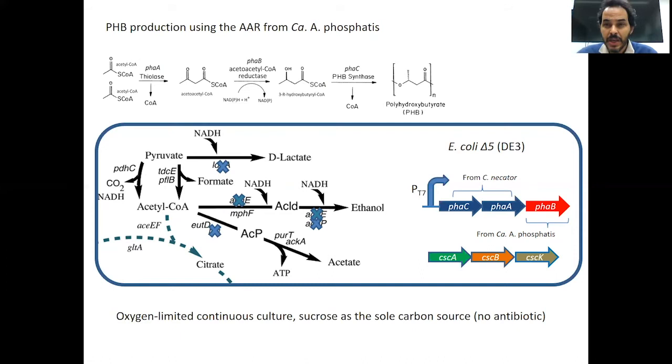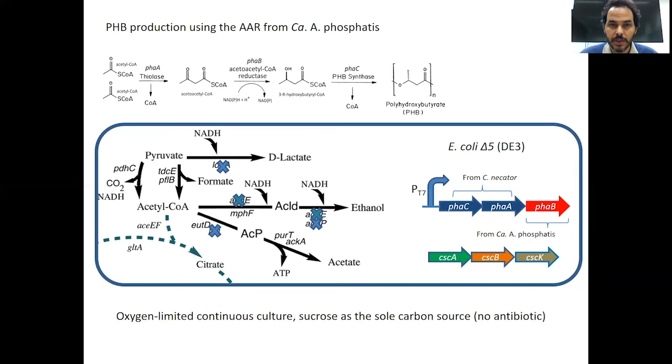In the same plasmid, we placed the genes enabling sucrose consumption in Escherichia coli K12. This way, we were capable of using sucrose as the sole carbon source and keeping the plasmid inside the cells without the necessity of using antibiotics. With this strain that we constructed, which also has several deletions in genes encoding enzymes engaged in the production of competing byproducts, we set up oxygen-limiting continuous cultures using sucrose as the sole carbon source, and as I said, without the necessity of using antibiotics.